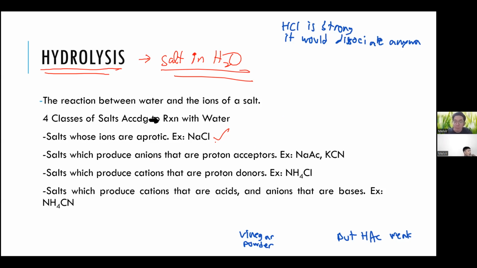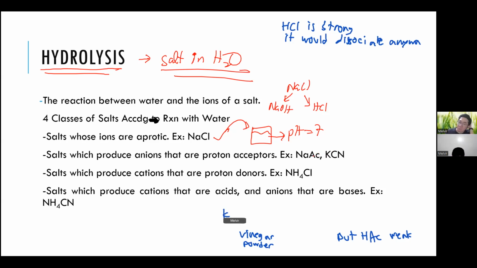So, salts whose ions are aprotic. Like I mentioned, aprotic salts will produce solutions which are near pH 7. Like sodium chloride, when you put it in water, its pH is 7. Why? Because it is a salt of a strong base and a strong acid. Sodium chloride is the product of sodium hydroxide and HCl. Can you give me other aprotic salts, Josh? It must be a product of a strong acid and a strong base.